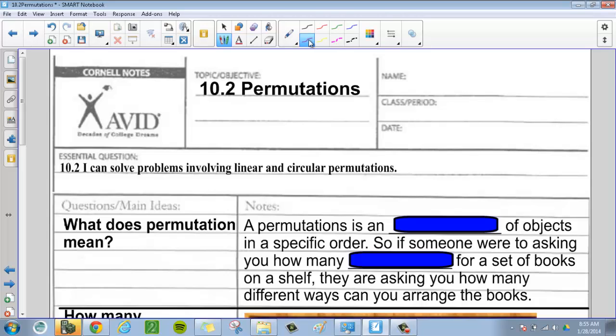Ladies and gentlemen, we are going to start talking about permutations today. And your main goal today is being able to solve problems involving linear and circular permutations.